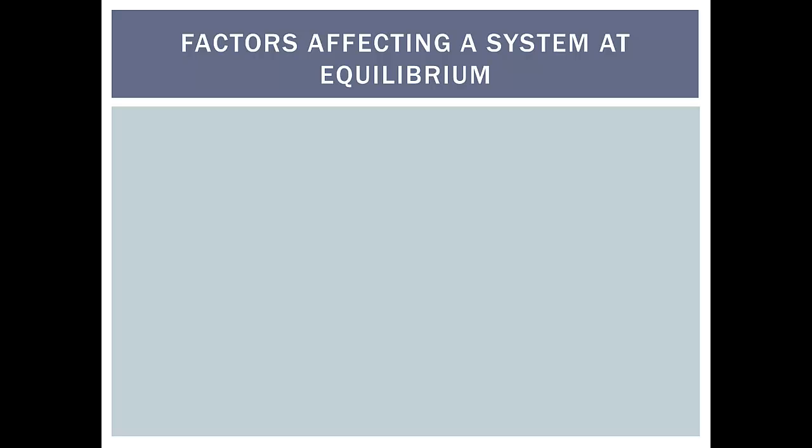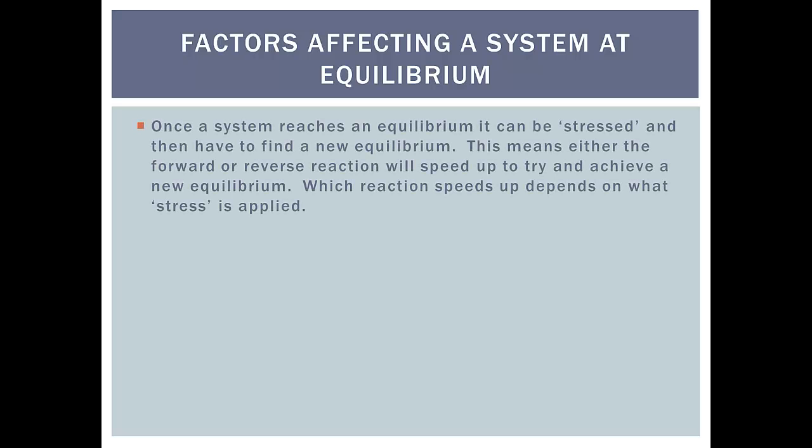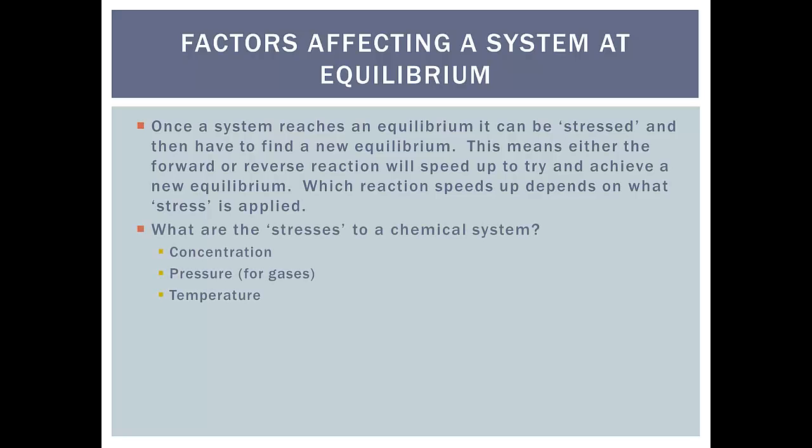All right, factors that affect a system at equilibrium. Once a system reaches an equilibrium, it can be stressed and then have to find a new equilibrium. This means either that the forward or reverse reaction will speed up to try and achieve a new equilibrium. Which reaction speeds up depends on what stress is applied. So what are the stresses that cause this to happen in a chemical system? They include concentration, pressure, specifically for gases, and temperature.